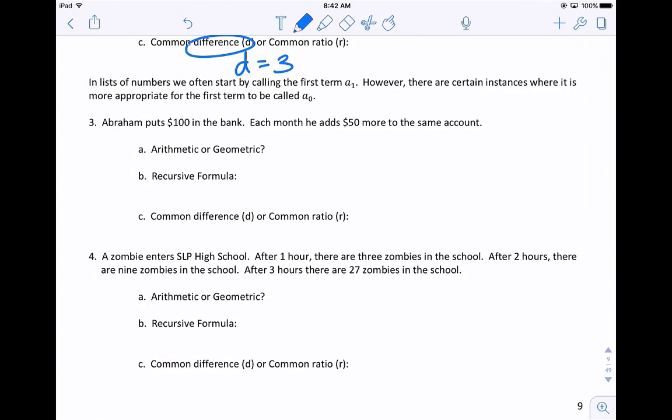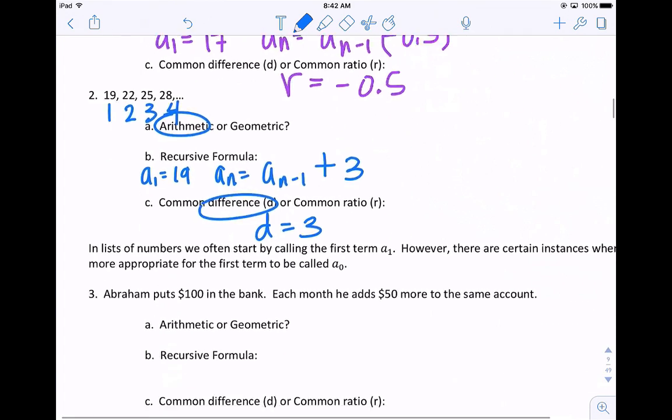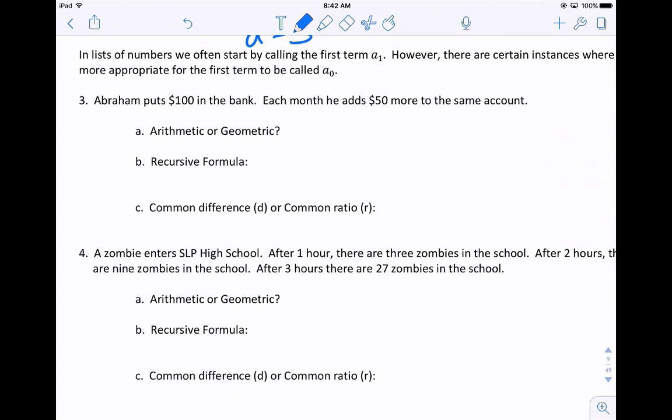In lists of numbers, we often start by calling the first term a sub 1. However, there are certain instances where it is more appropriate for the first term to be called a sub 0. So again, in lists of numbers, we say this is the first term, second term, third term, fourth term. But sometimes there's a 0 term. So here are two examples of something where the first term would be the 0 term, so a sub 0 instead of a sub 1.